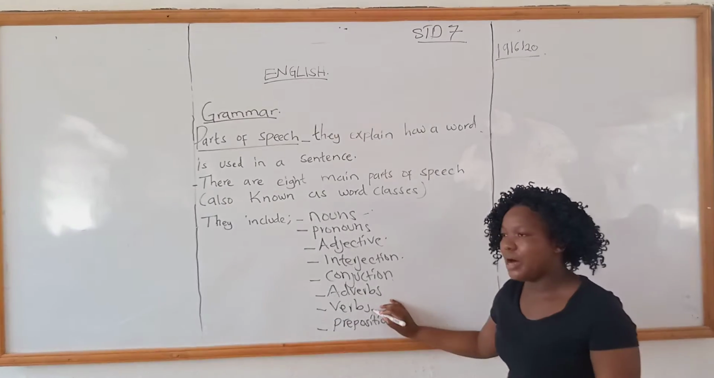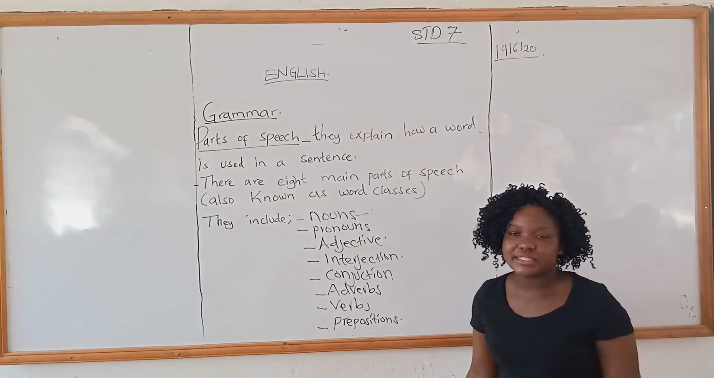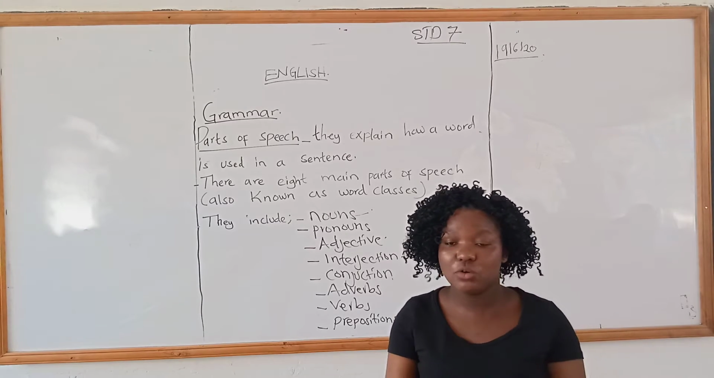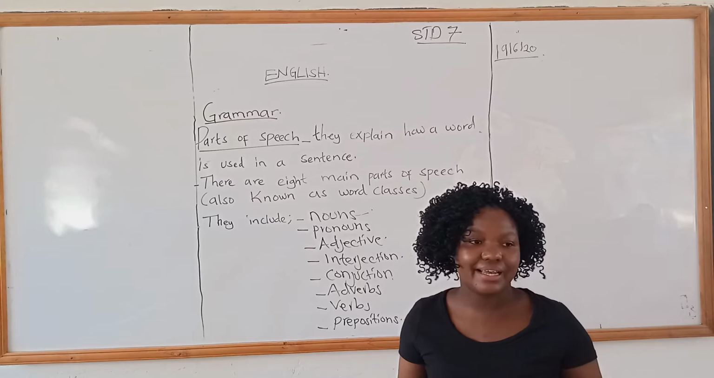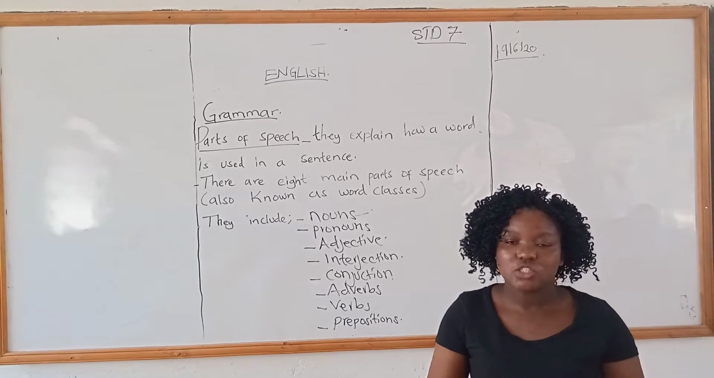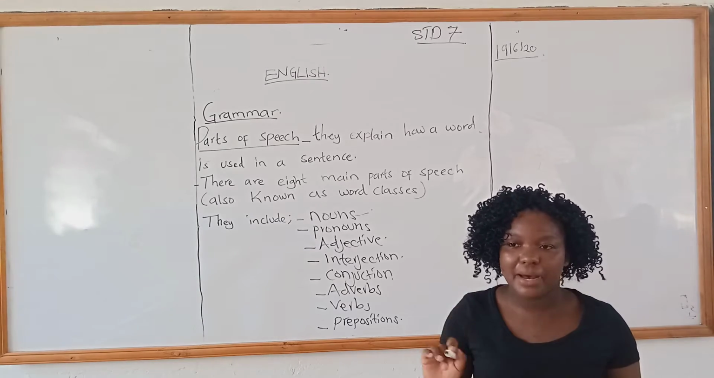Then we have verb. We've said a verb is a doing word. Like I know some of you are now sitting. So the word sit there is a verb. You are doing it. Or some of you are writing. So the word write is a verb, a doing word.